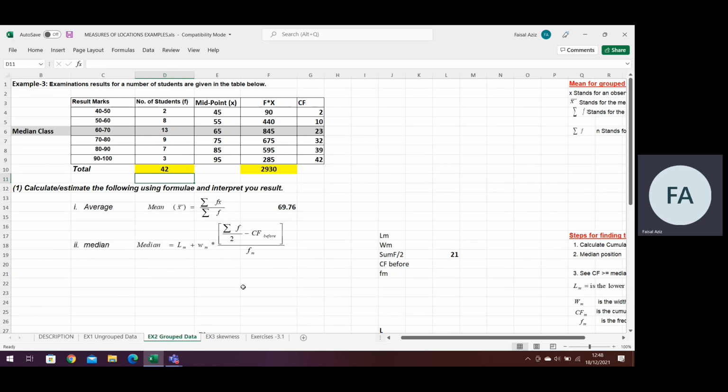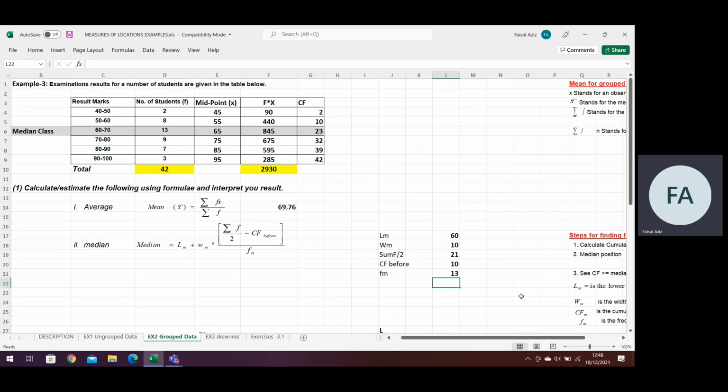for these variables. So what is LM? LM is the lower limit of the median class, which is 60. I will write here 60. WM is the width of the class. So width of the class is 70 minus 60, it will come 10. Cumulative frequency before the median class is 10. So I will write here 10. And frequency of median class is 13. So I will write 13.